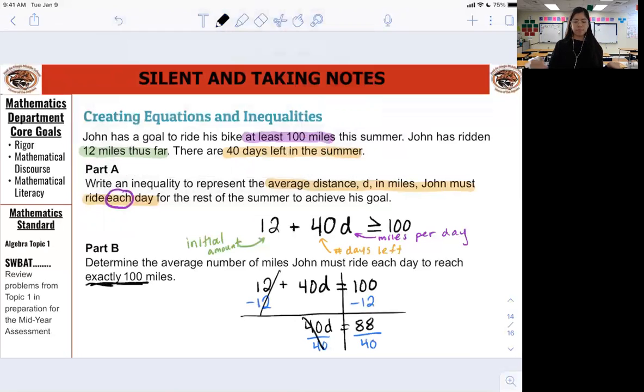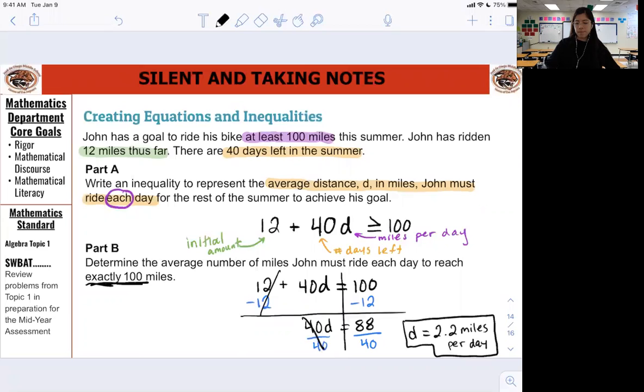miles? A decimal. Yeah, definitely a decimal, because this is usually when you count miles in the real world, we use decimals, not fractions. So this would be, you said 2.2? 2.2 miles per what? Per day. Okay, what's your question? What is the difference between real world and integers?